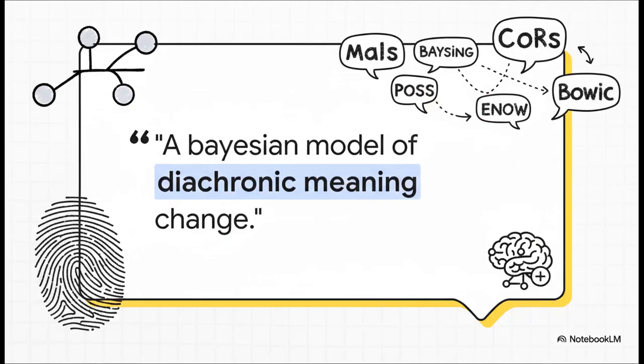So, we can build family trees, we can find textual fingerprints, but what about the life of a single word? How do its meanings morph and change over time? Well, the title of this 2016 paper points us to the next big frontier, modeling diachronic meaning change, which is just a fancy way of saying how word meanings evolve through history.